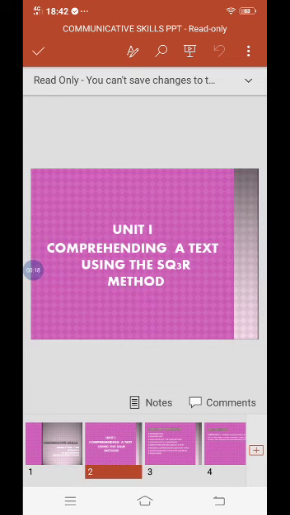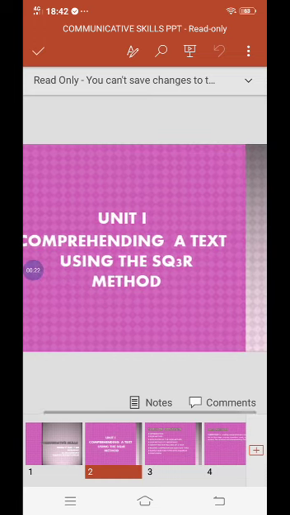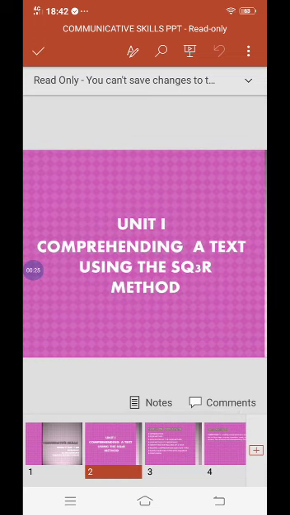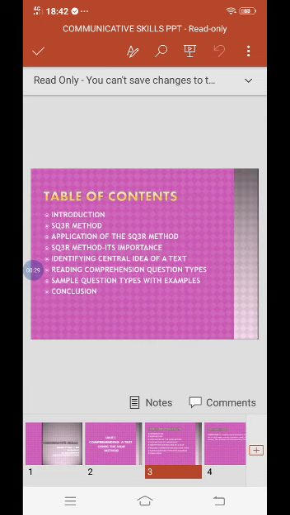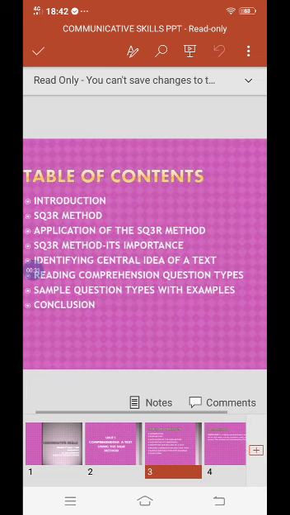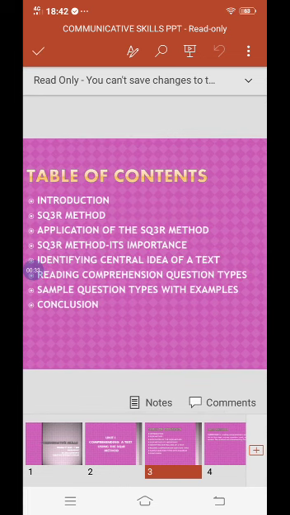So let us start with Unit 1 on the topic Comprehending a Text Using the SQ3R Method. Let us go through the table of contents first. It's the introduction, the SQ3R method, application of the SQ3R method, its importance, identifying the central idea of a text, reading comprehension question types, sample question types with examples, and conclusion.